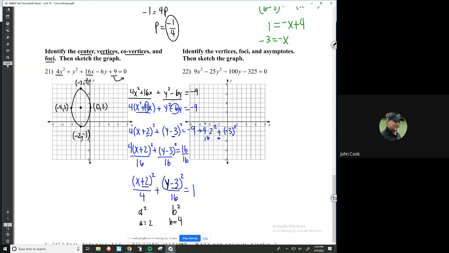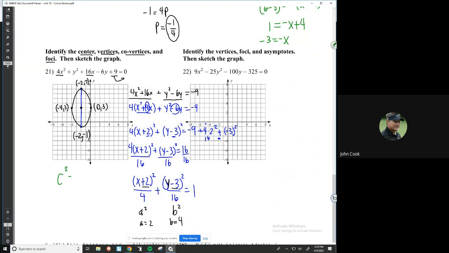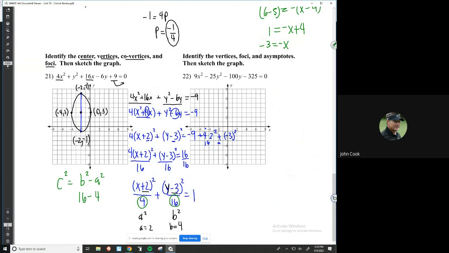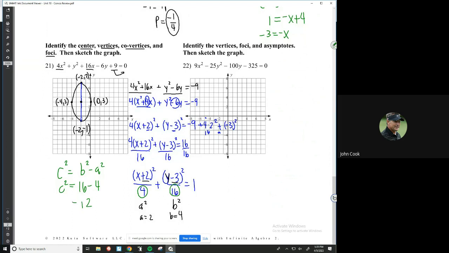All right, now we're going to draw in the foci. Remember that the foci go along the major axis of an ellipse. So it's going to go along this line right over here. It's going to be some coordinate that is c away from the center. So the c value is found from this equation: c squared is equal to b squared minus a squared. You just take the larger of the two and then the smaller of the two, just to make it positive. So it would be 16 minus 4 equals c squared. 16 minus 4 is 12, so c is equal to the square root of 12.